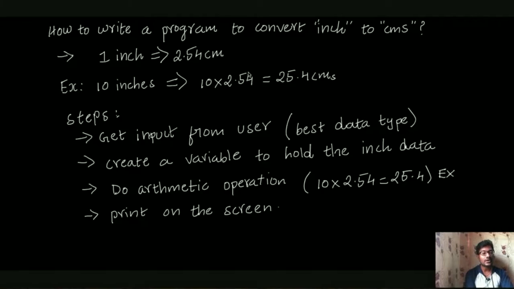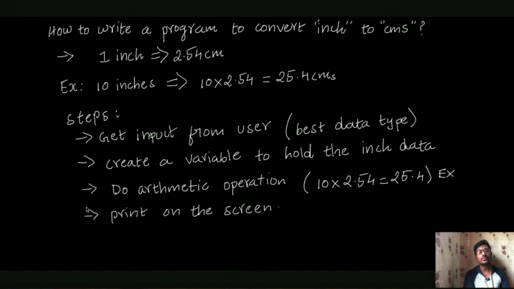If you want to write a program, then you need to follow these steps. First you need to get input from the user. Before getting the input, you need to analyze what kind of input would best suit inches. For example, you need to pick one data type from these: integer, double, float, boolean. So what could be the best data type to hold the inch data? Try to think about the question for a couple of seconds and try to answer me. If you have guessed double, then you are right.